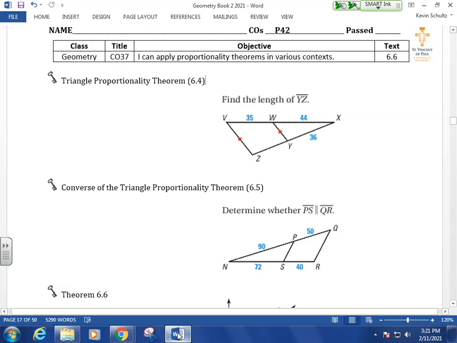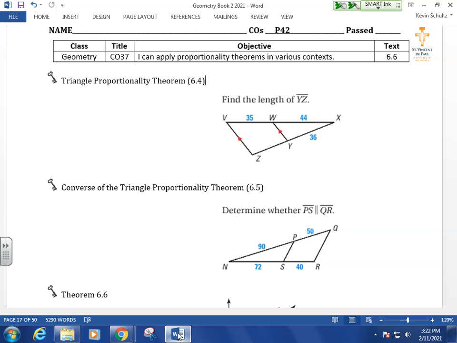We're looking at CO37, looking at some more proportionality theorems. Fresh off of PO36, we learned about the three theorems to prove that triangles are similar. And here are just some other things that can happen, particularly within triangles or parallel lines. That brings us to some more similarity situations.